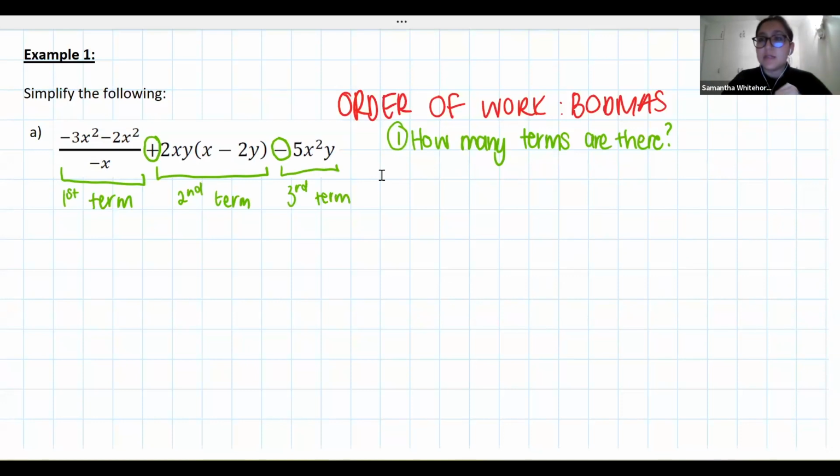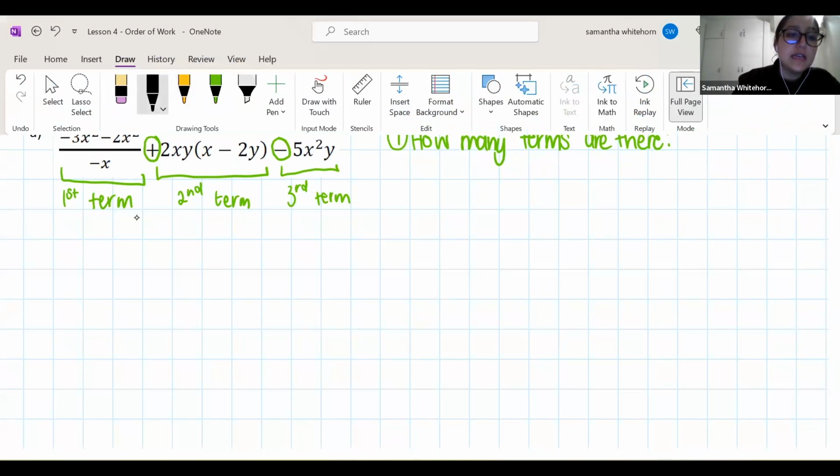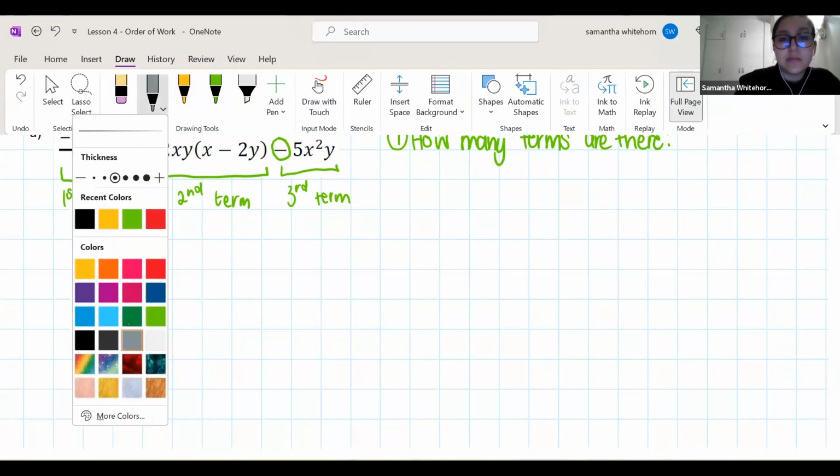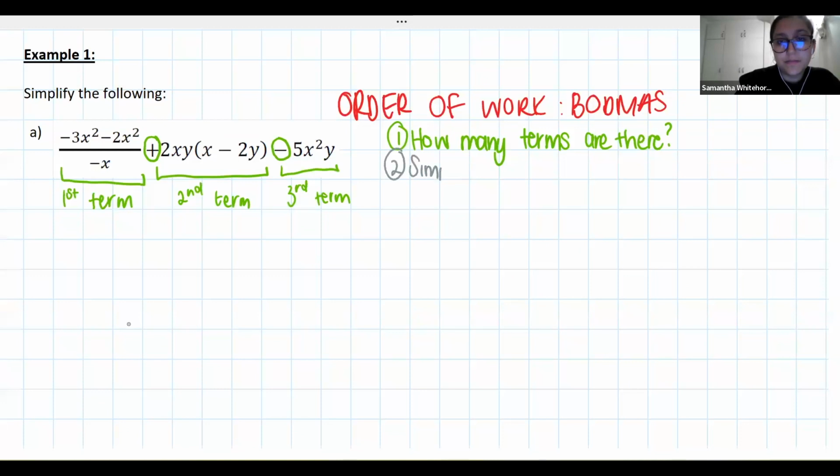Knowing how many terms I have is very useful, because the next thing I want to do is simplify each of my terms. The reason I want to simplify each term is because I want to follow BODMAS. Remember, BODMAS tells me that I need to deal with brackets and exponents first, then division and multiplication, and only right at the end do we deal with addition and subtraction.